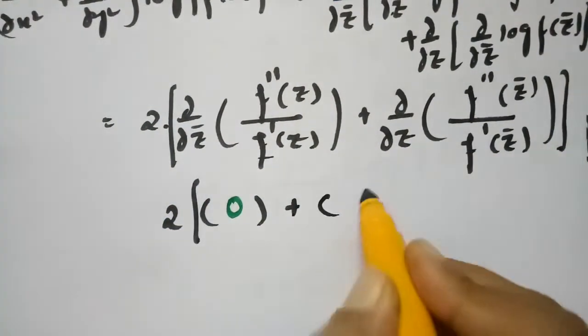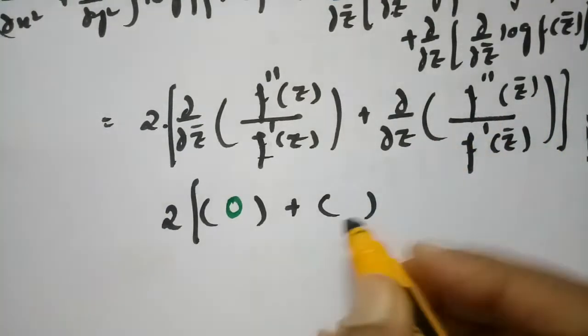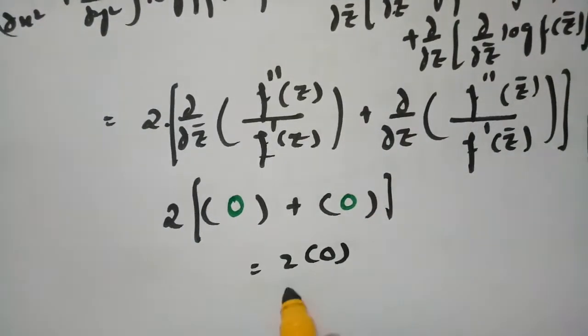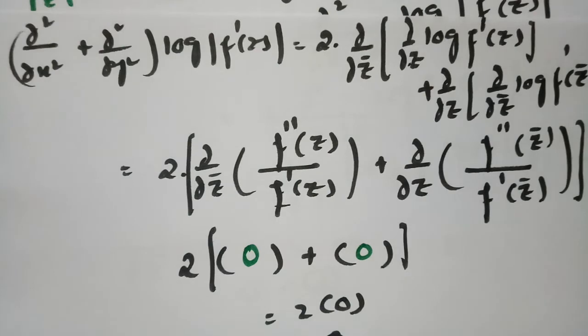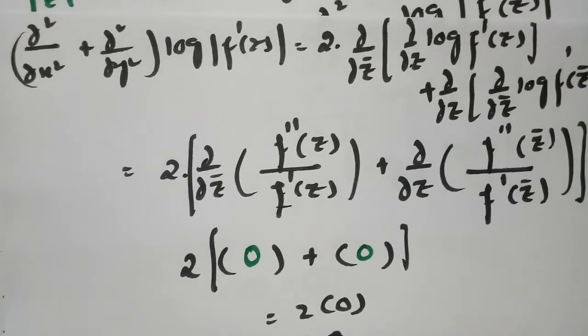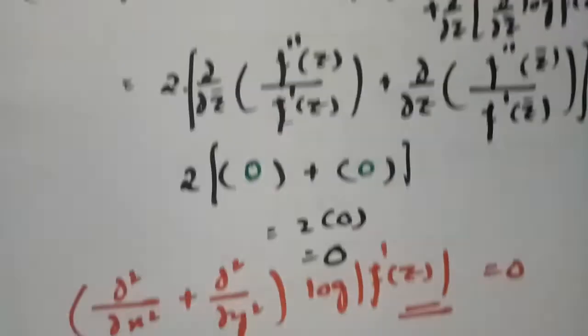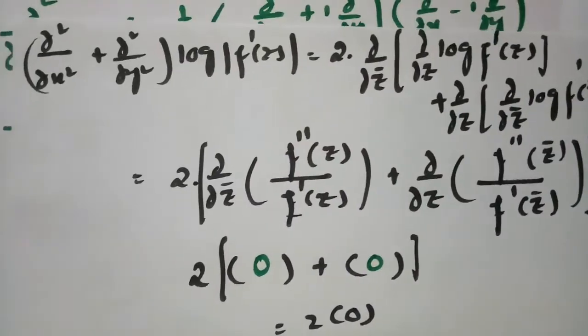And next one, if I take the derivative with respect to z, for z bar with respect to z it is again 0. Now 2 times 0 is equal to 0. Therefore our LHS, what is our LHS? That is ∂²/∂x² plus ∂²/∂y² of log modulus of f'(z). The f'(z) value we got as 0. So this is how we have to solve, and this is so simple if you understand these few steps.